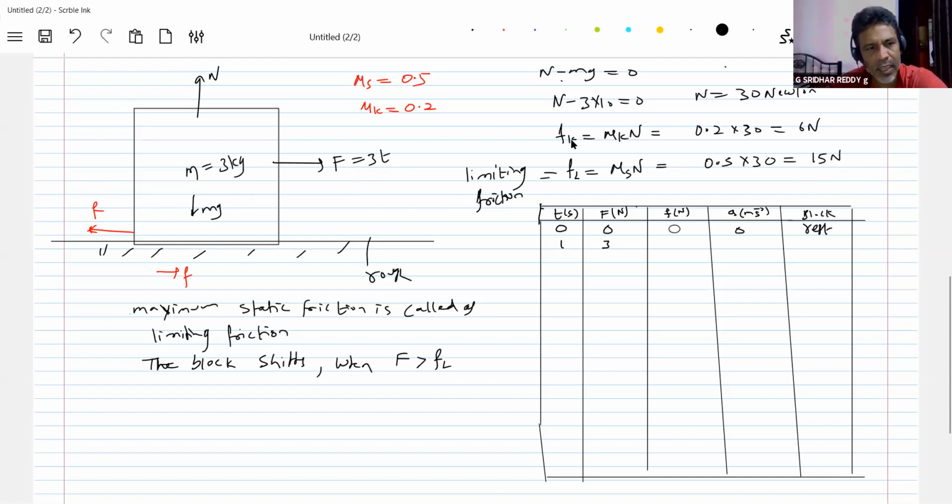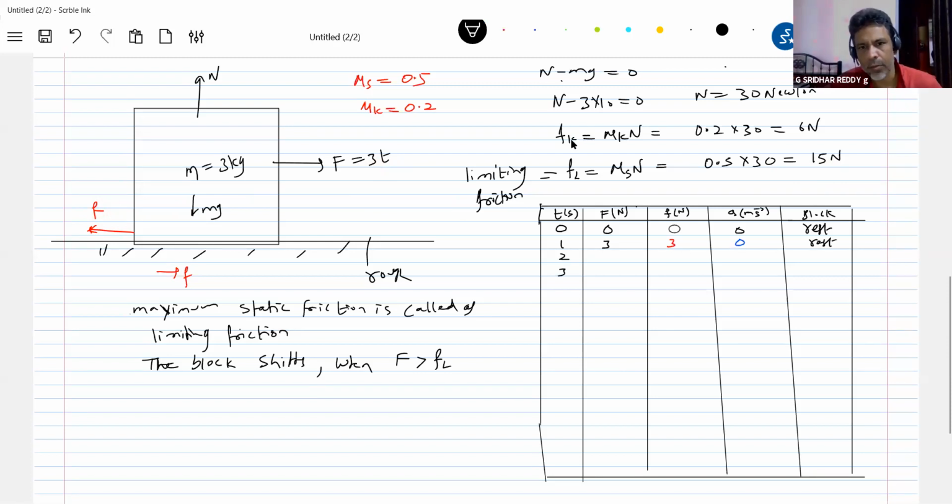The friction will adjust itself. It's a self-adjusting force. So when applied force is 3 Newton, the friction force will adjust itself to 3 Newton. It will be acting here, 3. Then what is the acceleration of the block? It will be 0. And what is the state of the block? It will be at rest.